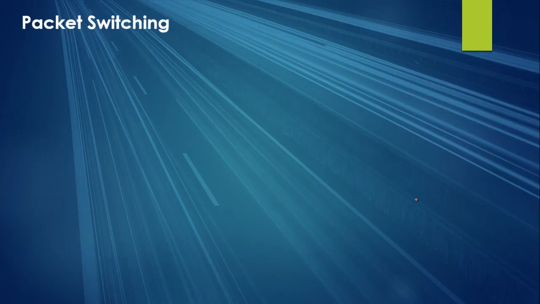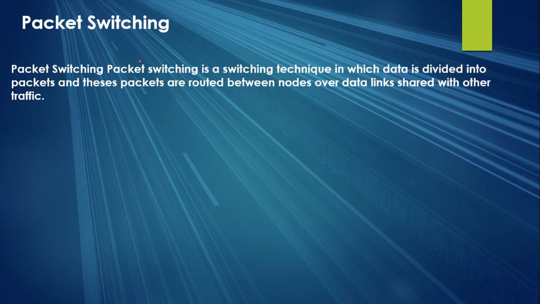Now after that, the next switching technique is packet switching. So what happens in the case of packet switching? Packet switching is a switching technique in which the data is divided into packets. Whatever data the user wants to send, first that data is divided into small packets, and these packets are routed between nodes over data links shared with other traffic. Let me explain this one also.